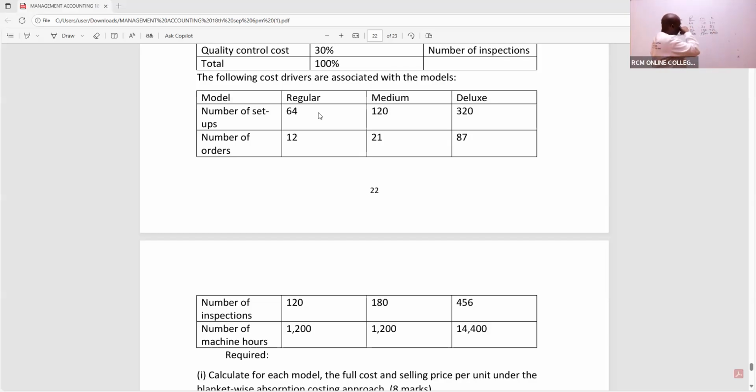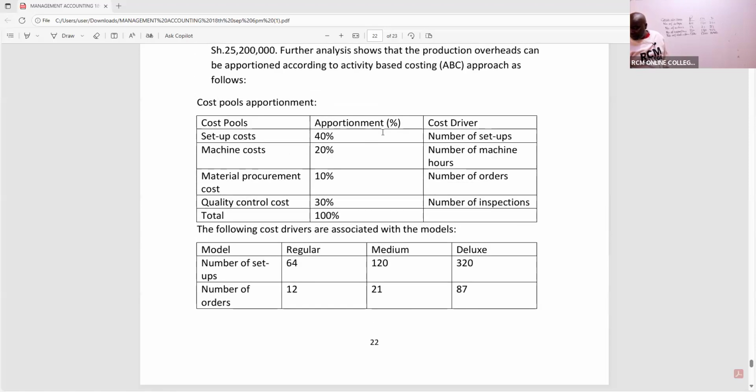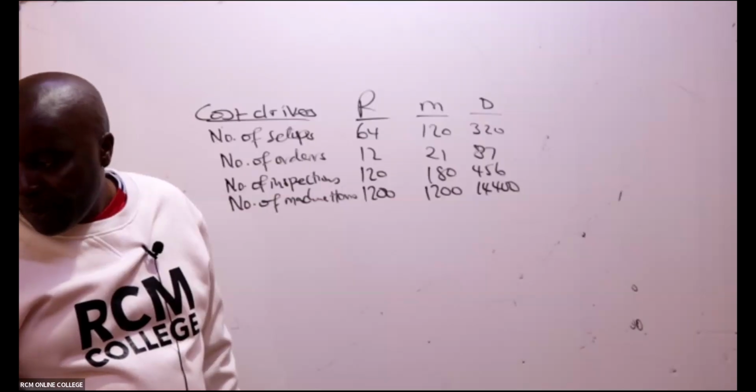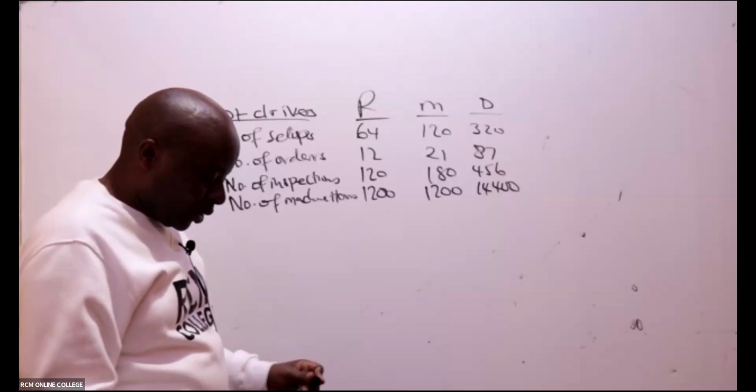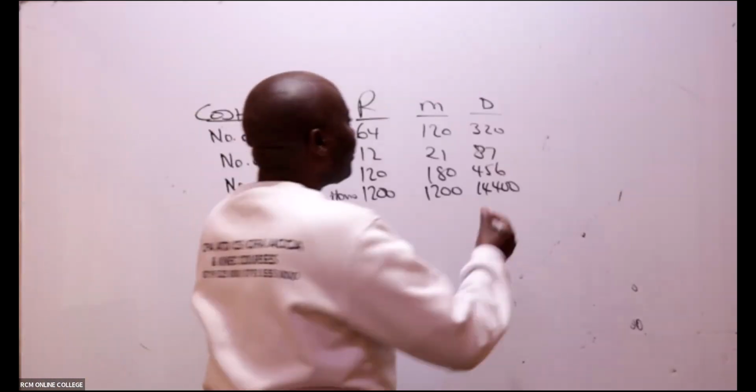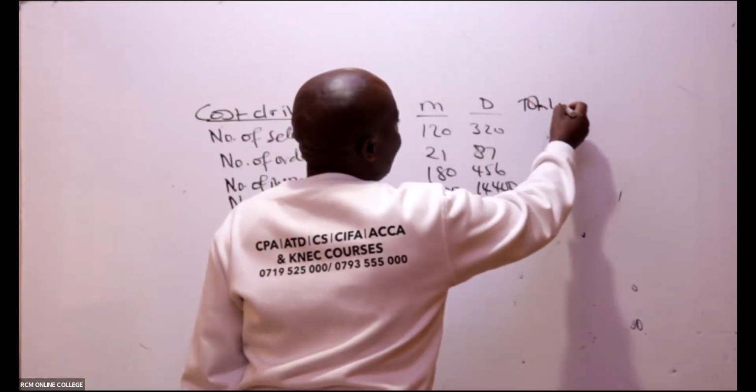Now, for these cost drivers, we need to ask ourselves: you're given cost drivers for each one of them. Number of setups, okay. Number of machine hours, very good. Number of orders, yes. Number of inspections, all of them are provided. Then please give me the totals for each one of them.